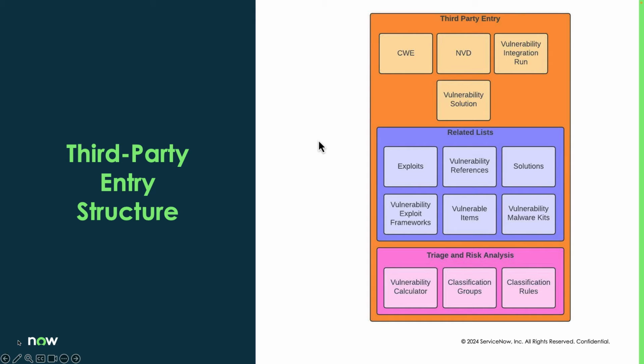Next, we have the third-party entry. So in the third-party entry record, there's references to the CWEs, the NVDs. These are your CVE records. The vulnerability integration run that was used to bring it in, and any vulnerability solution that's tied to this third-party record.